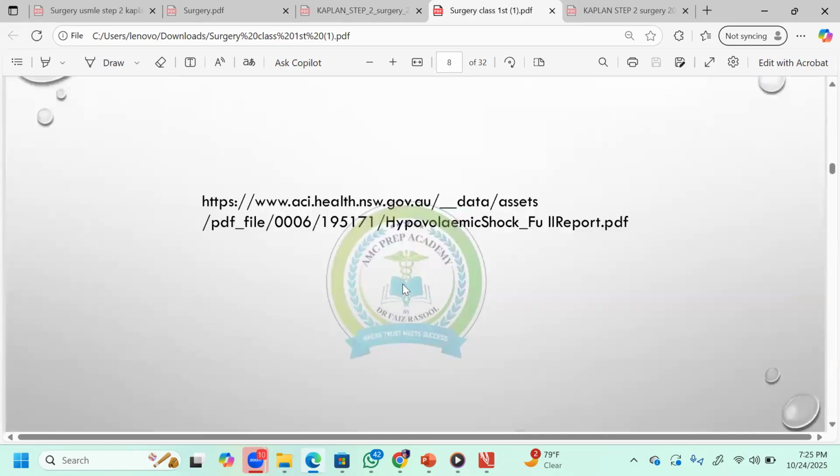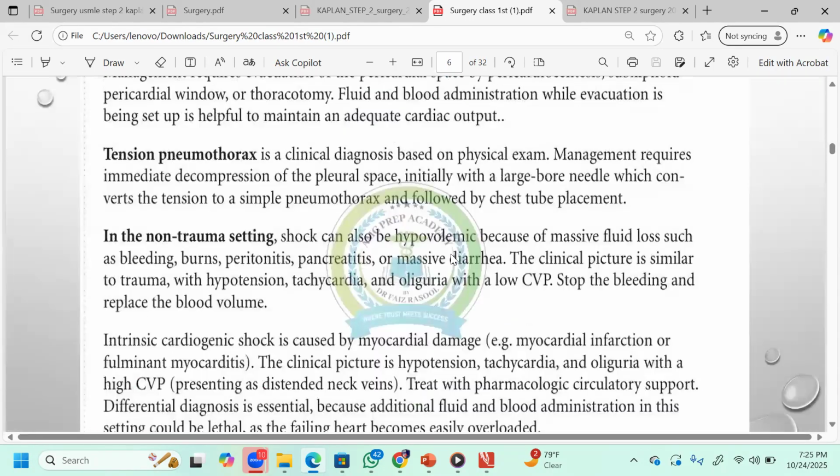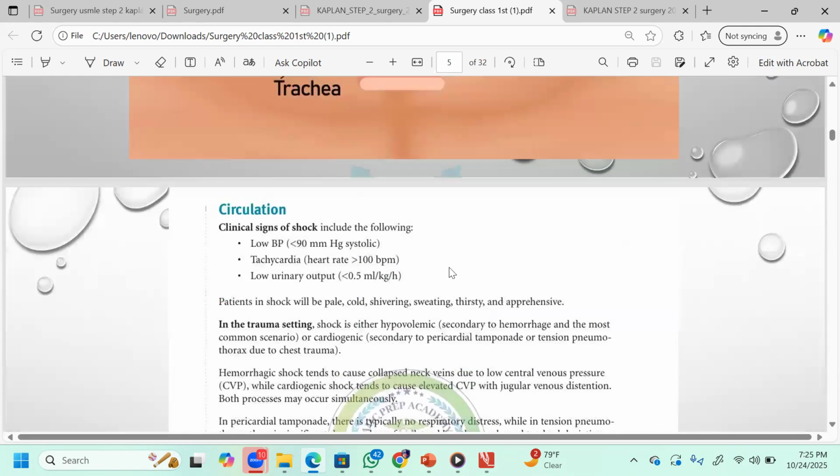So there is a link for the different types of shock you can go through. The things that are important, we discussed.